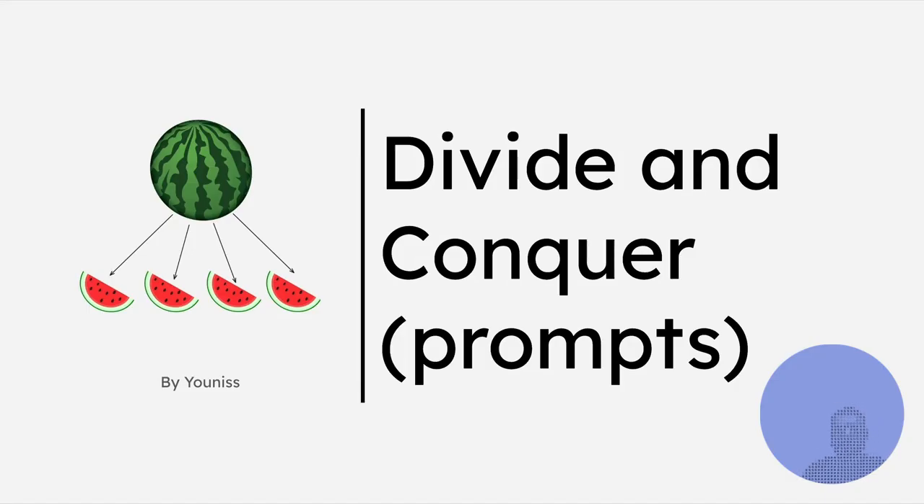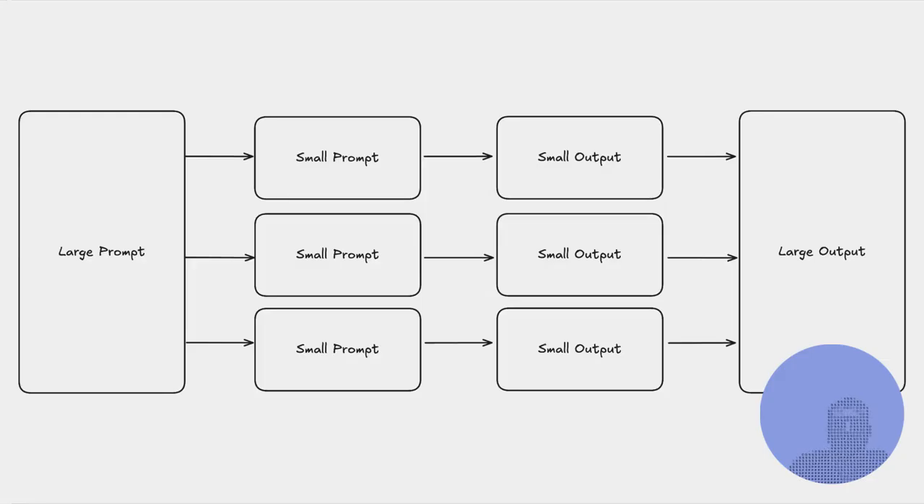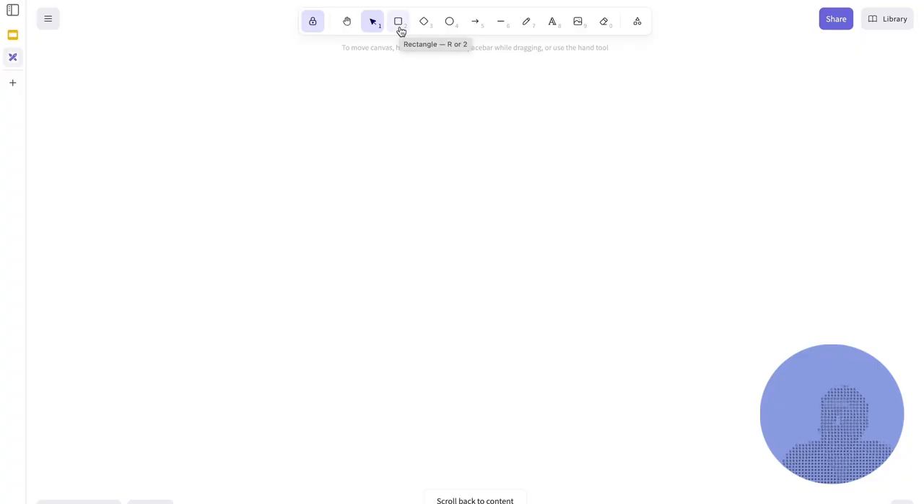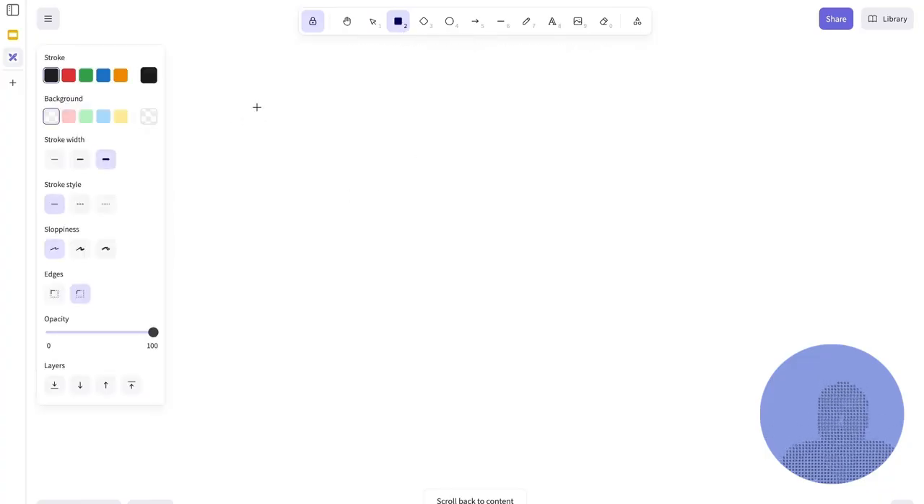I'll be going through an example of how it can help and how it actually helped me with a task that I did. So let's look at how this should work on a higher level. If you have a large prompt, you can try to make it into smaller prompts, get that output, and then put it back into a larger output. To really show this, I want to show you an actual task that I did, where this really helped.